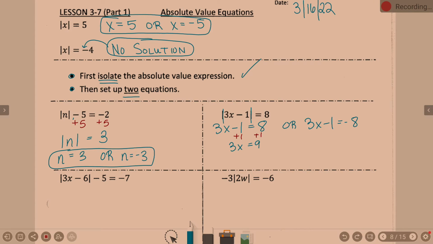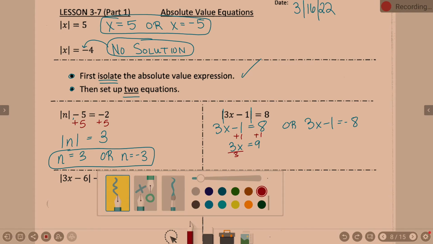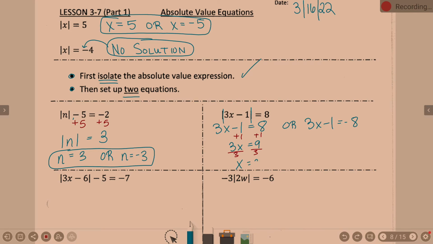Divide by the 3. If it's 3 times x, we need to do the opposite, and we need to divide. 9 divided by 3 is 3. So x equals 3 for this one. So one of my possible answers is x equals 3. And then or, what do we have up here? We have another equation to solve. Do not assume that because the first answer is positive 3, the second answer is negative 3. You have to solve the equations.